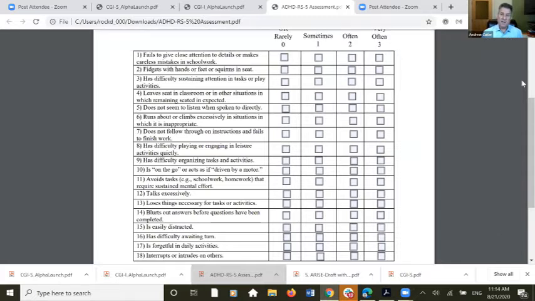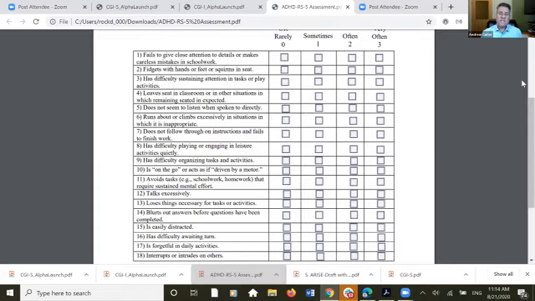So if you look at item number 1, which is failing to give close attention to details or making careless mistakes in schoolwork, that's an inattentive item. Item number 2, fidgeting with hands or feet or squirming in seat, is a hyperactive symptom. And so they alternate that way throughout the 18 items.